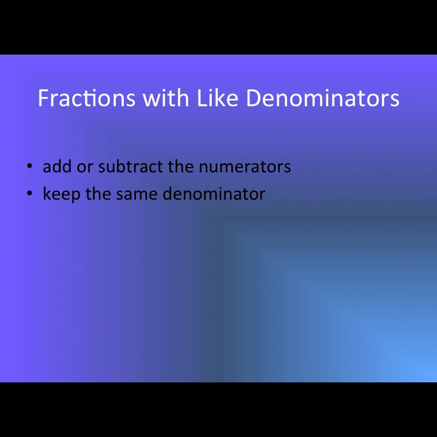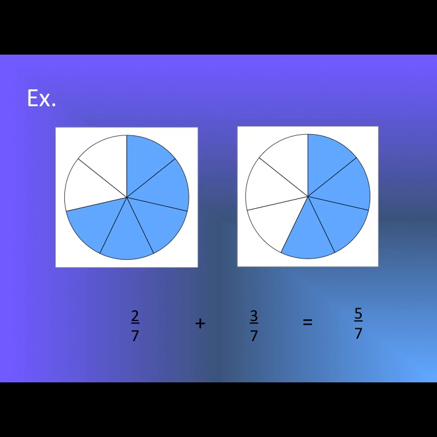For fractions with like denominators, you first add or subtract the numerators and then you keep the same denominator as the original fraction. An example would be 2/7 plus 3/7 equals 5/7. You can use a pie chart to help you solve this. For the first one you have 2 white triangles, and for the second one you have 3 white triangles, so 2 plus 3 equals 5, and then the same denominator is 7, so that's how you get 5/7.